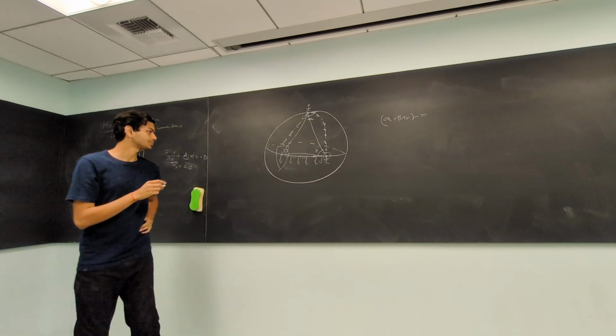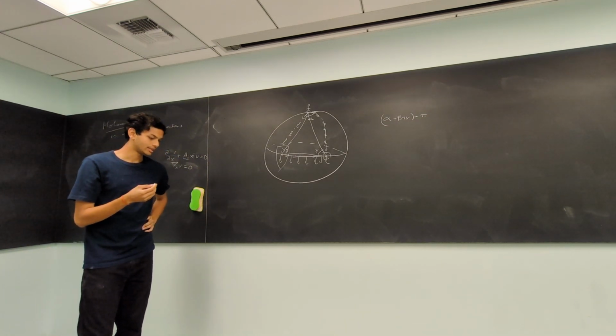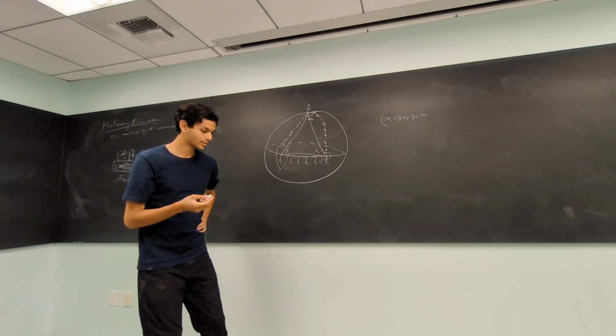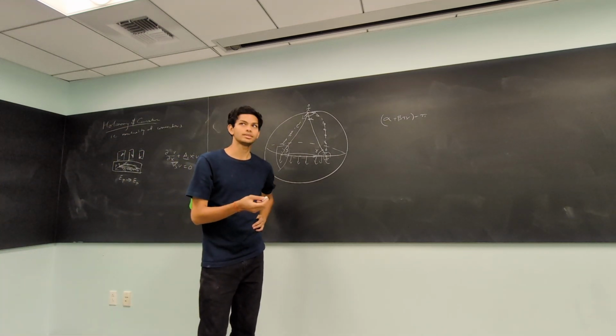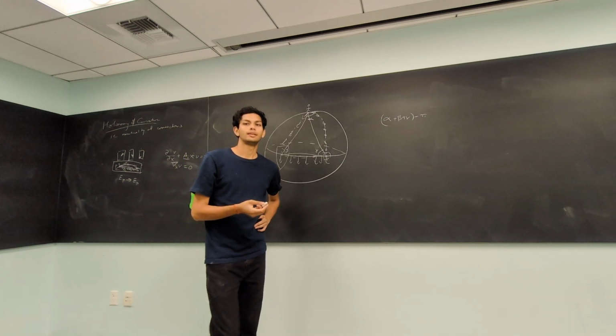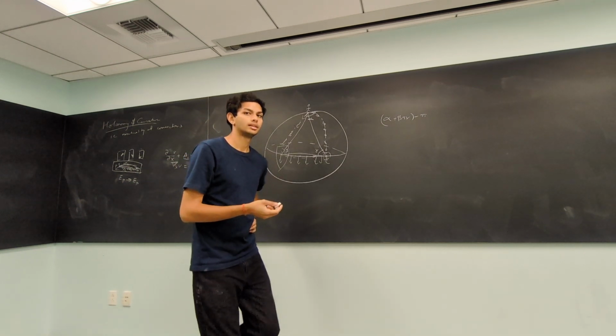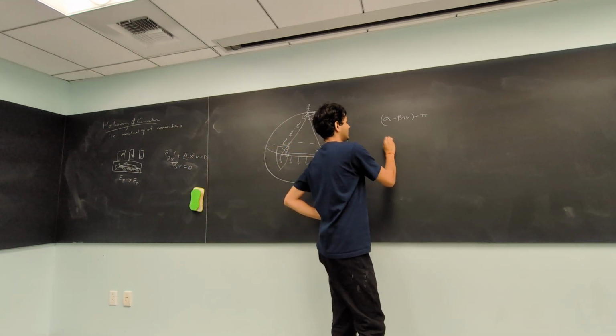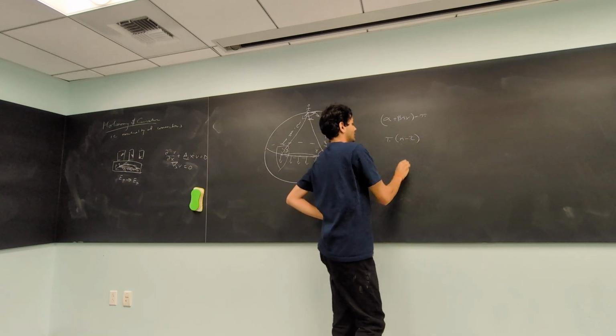So how can you see this? Well, let me ask you a question. What's the interior angle sum of a polygon with n sides? N minus 2 times 180. Yeah, right? So it's pi times n minus 2.